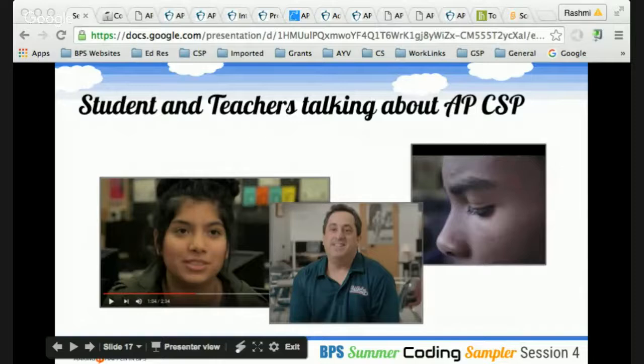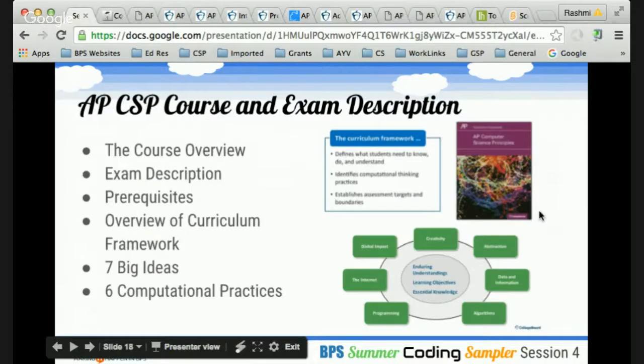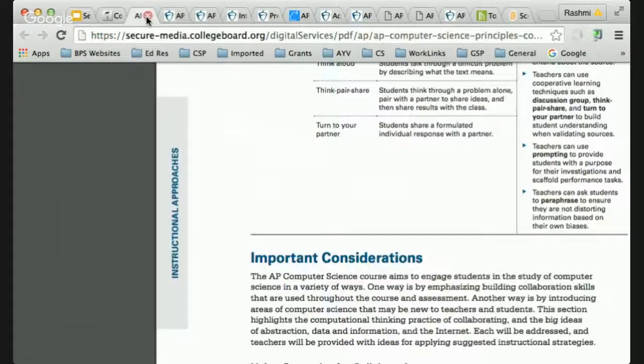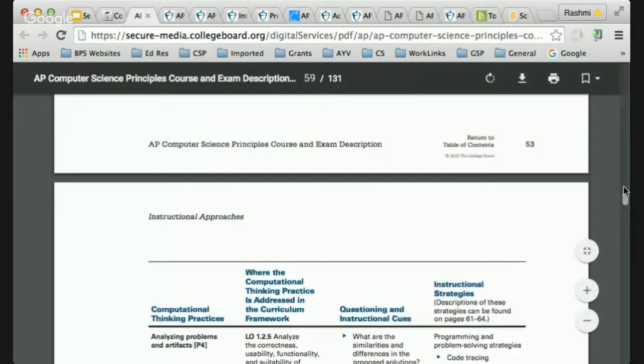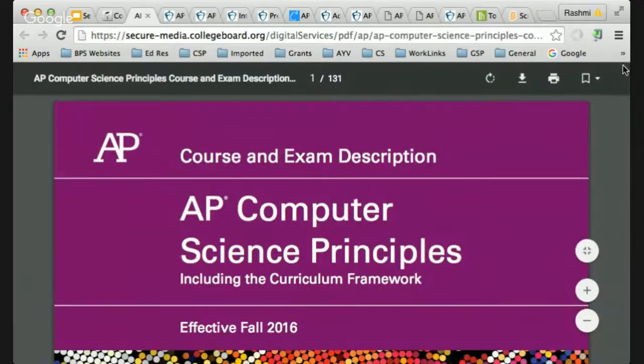They are a really great group of teachers who have provided a lot of resources to us. So let's look at the ABCSV course exam description. These are the nitty-gritties of it. This beautiful purple course and exam description is that of AB Computer Science Principles.